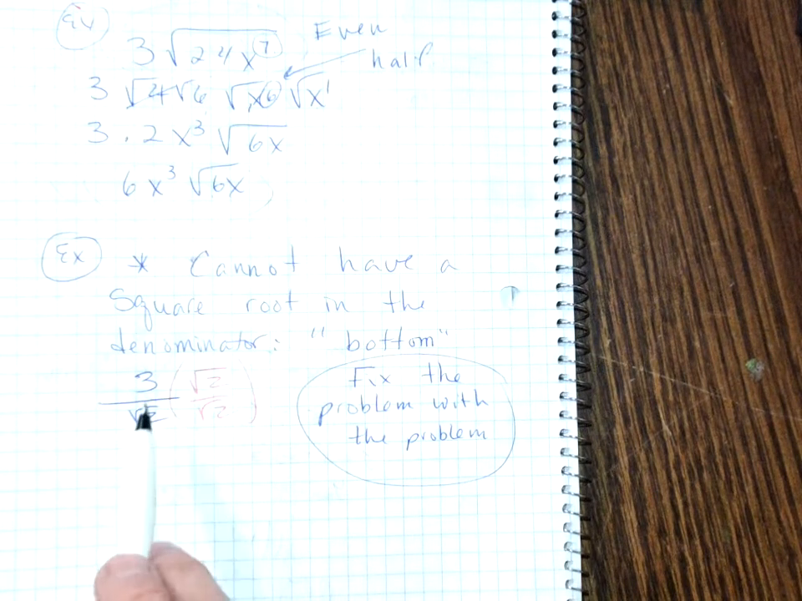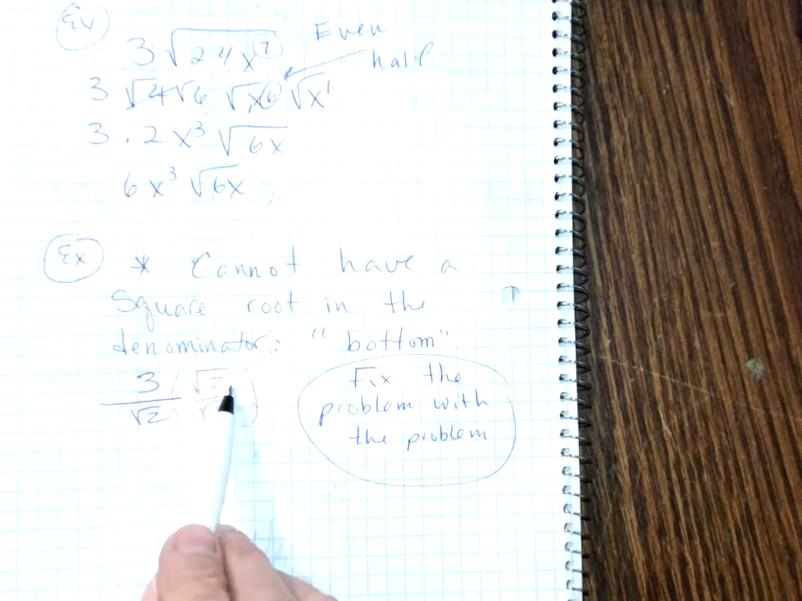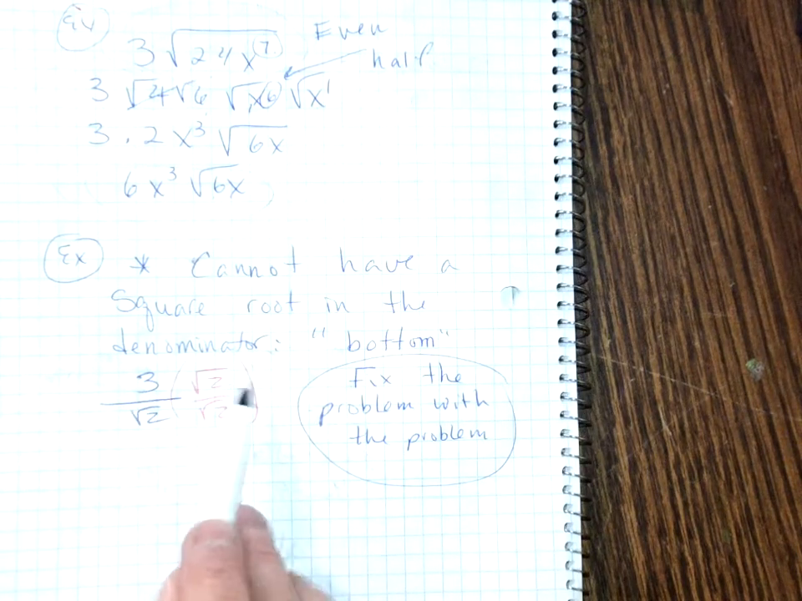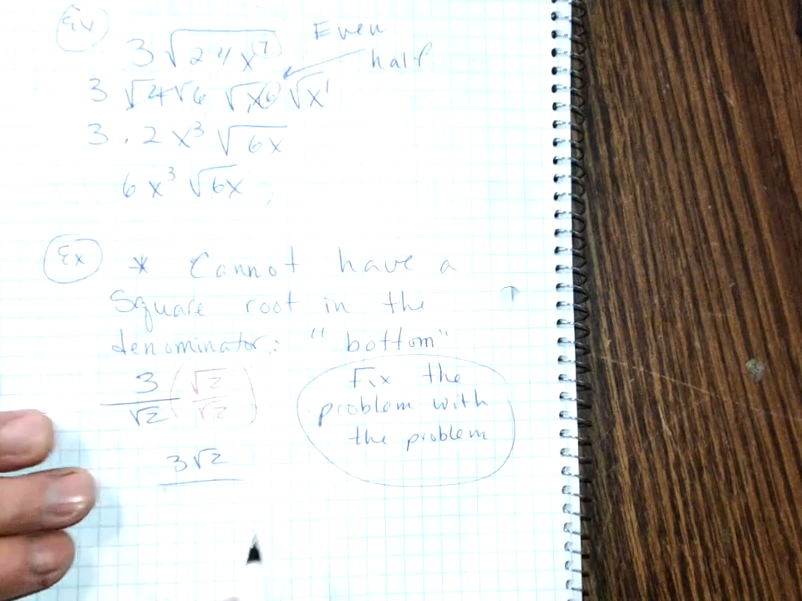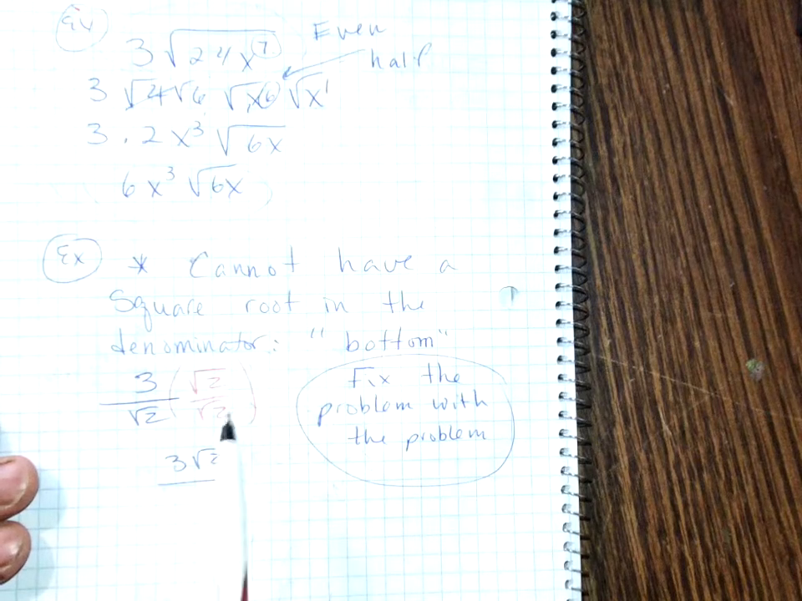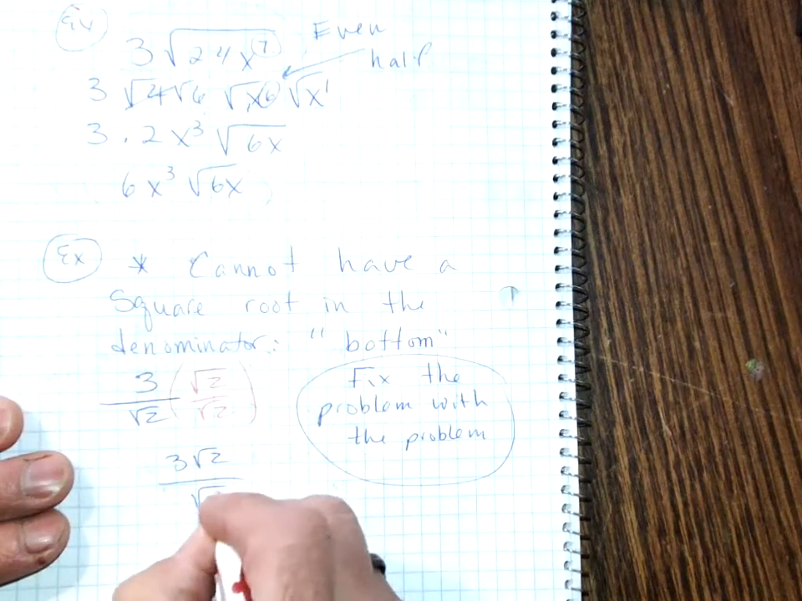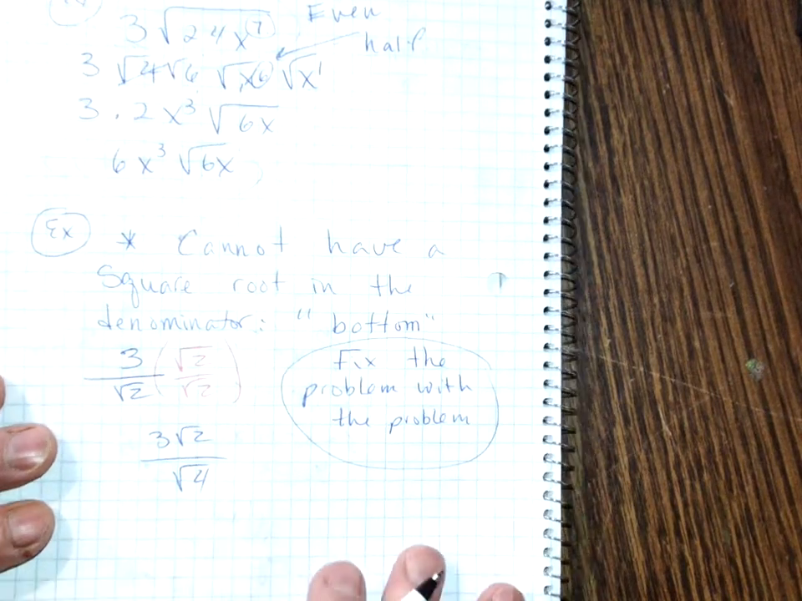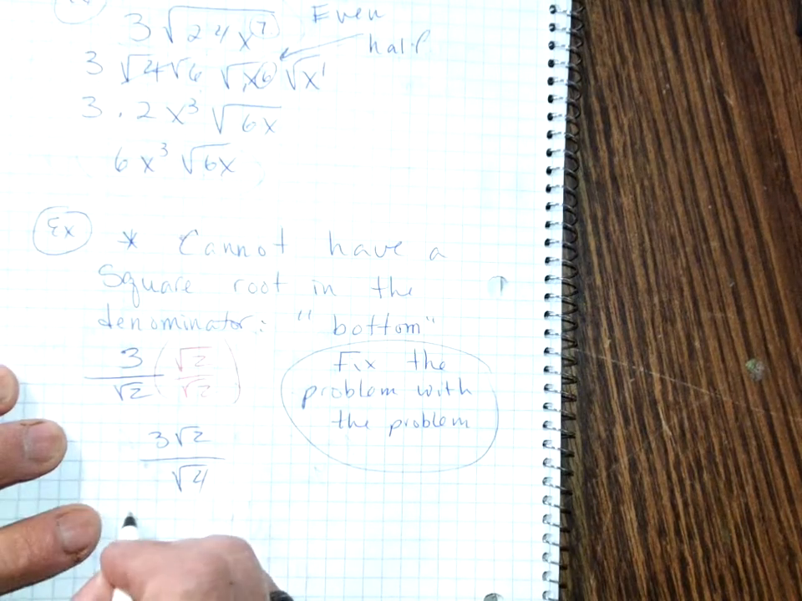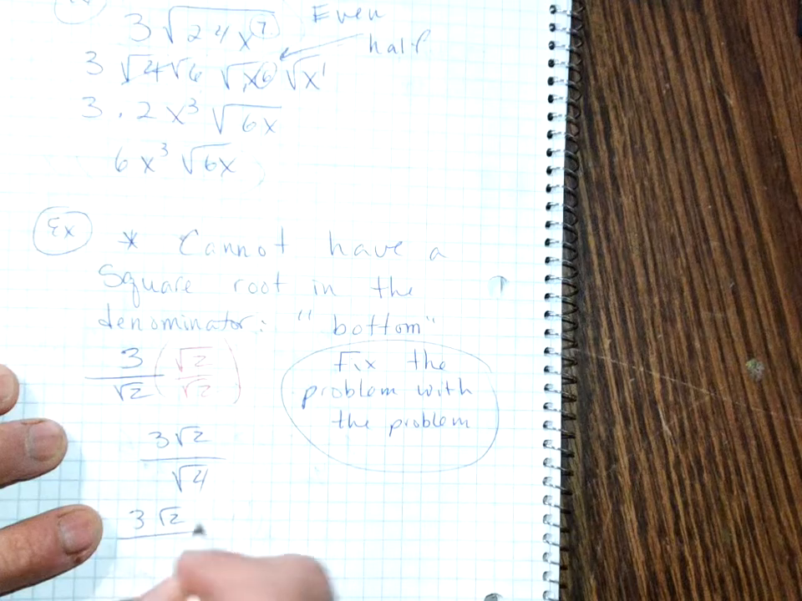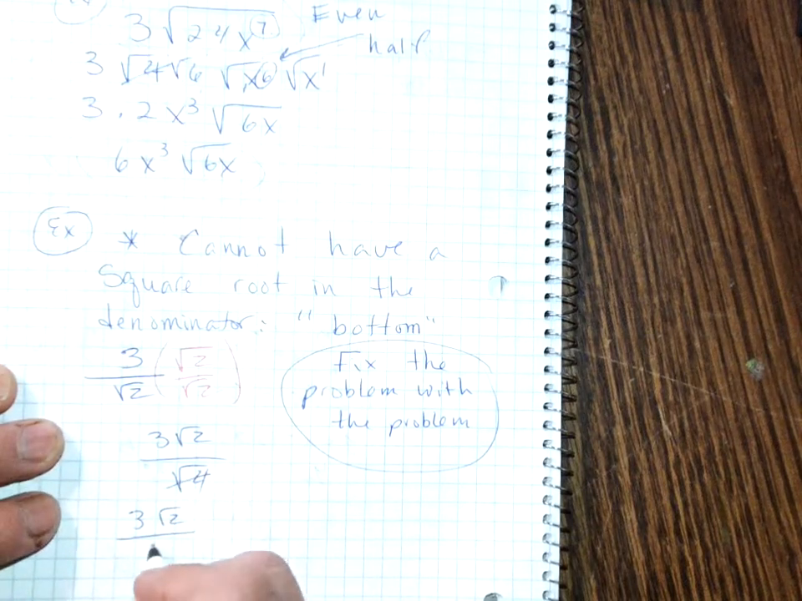Well, when we multiply 3 times square root of 2, that's a regular number, and that's a square root number. So we can't technically multiply them, but we'll rewrite that as 3 square roots of 2 over, and then the square root of 2 times square root of 2 makes the square root of 4. And then I'm going to take the square root of 4, and I'm going to get an answer of 3 square roots of 2, and then the square root of 4 becomes plain old 2.